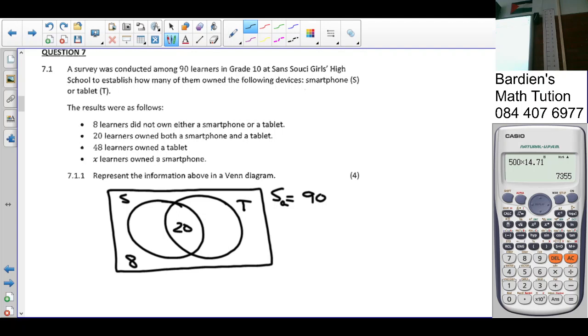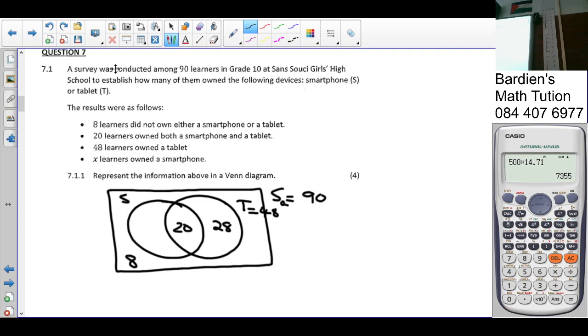Then he says 48 own tablets. So that T is 48, which means that plus that is 48. Makes sense? So 48 minus 20 is 28. So 28 own tablets only.